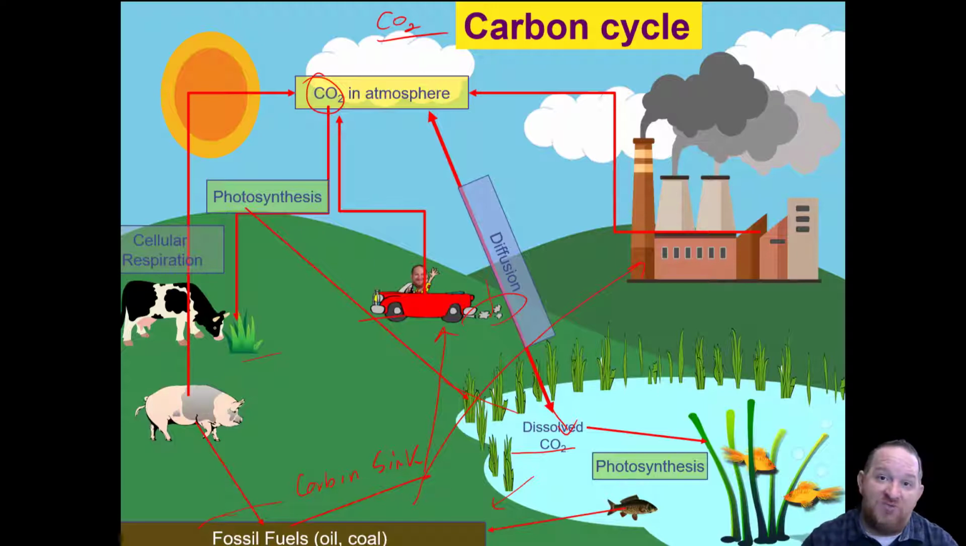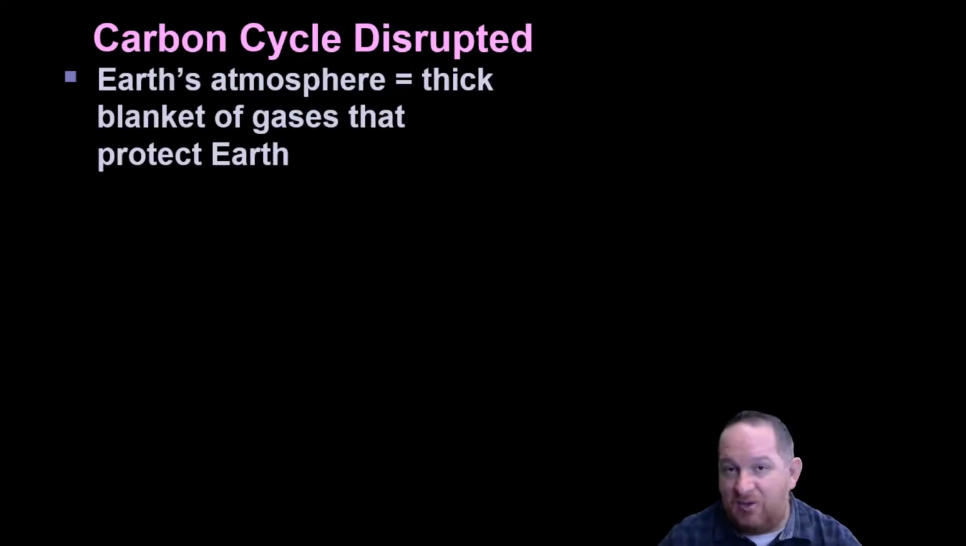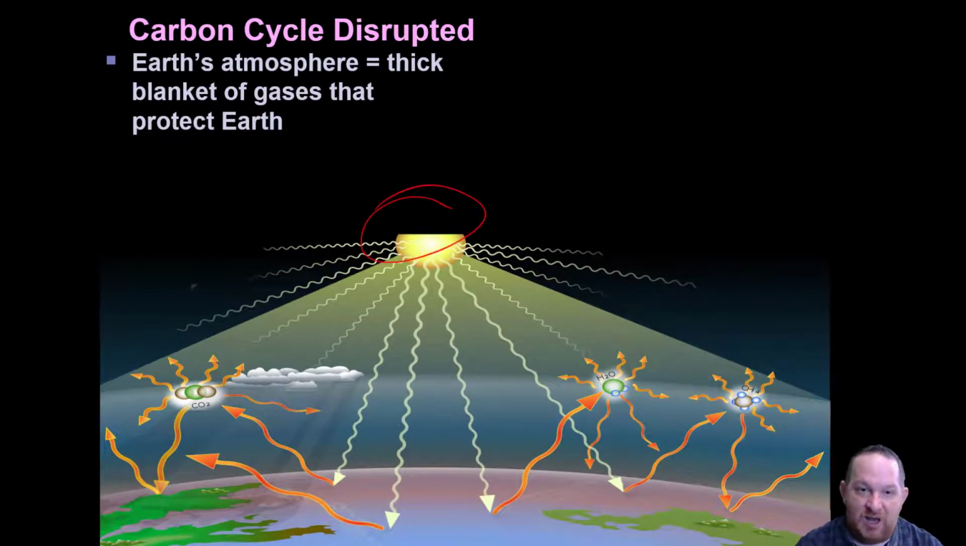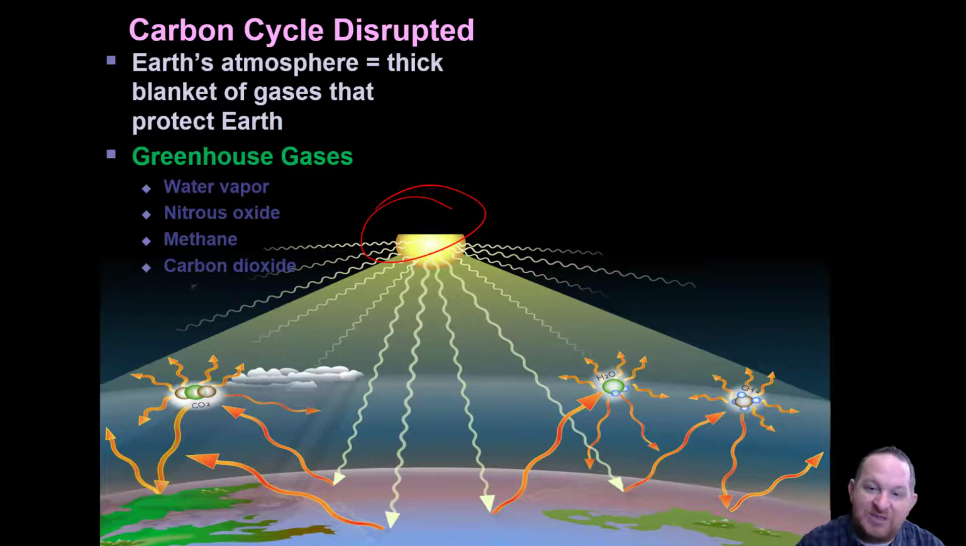Now, just like water having an issue, the carbon cycle is causing a pretty big issue on our planet as well. What do I mean? Well, think about Earth's atmosphere. Earth's atmosphere, the thing that protects us from the sun, is really a blanket of gases. Those gases protect us, but they also are starting to do a little harm. We call some gases greenhouse gases: water vapor, nitrous oxide, methane, and then one of the big offenders here, carbon dioxide.